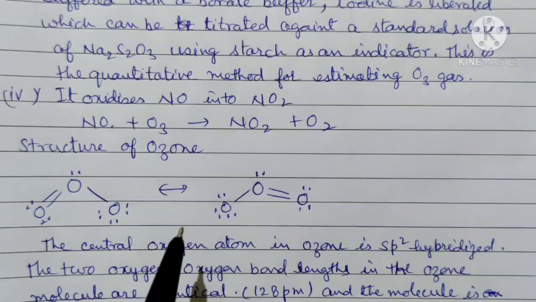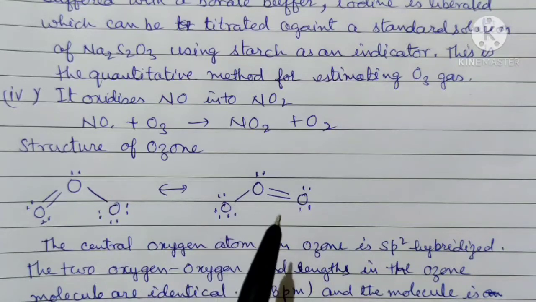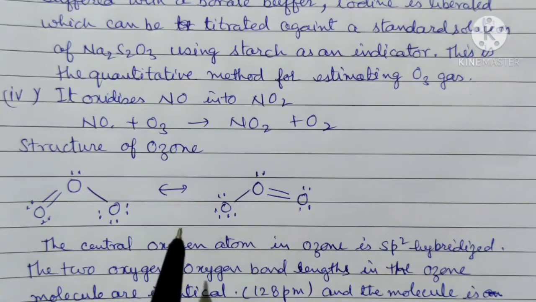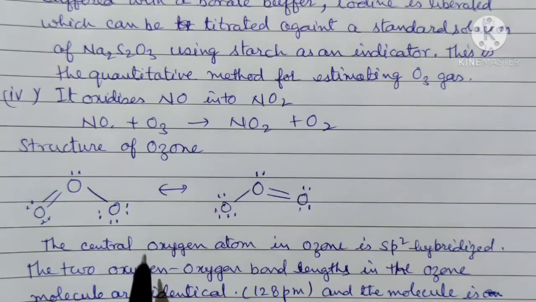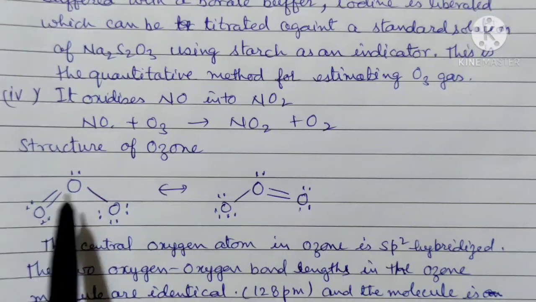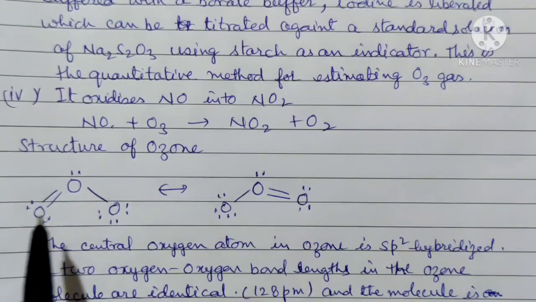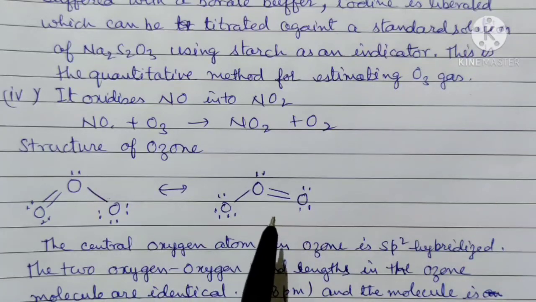Due to the resonance, the two oxygen bond lengths are equal because they have some double bond character. Each bond length is in between a single and double bond. So due to resonance, these two oxygen bonds in the ozone molecule, this bond and this bond, are identical, having equal bond length. So this is the description for ozone. In the next class, we will study about sulfur.